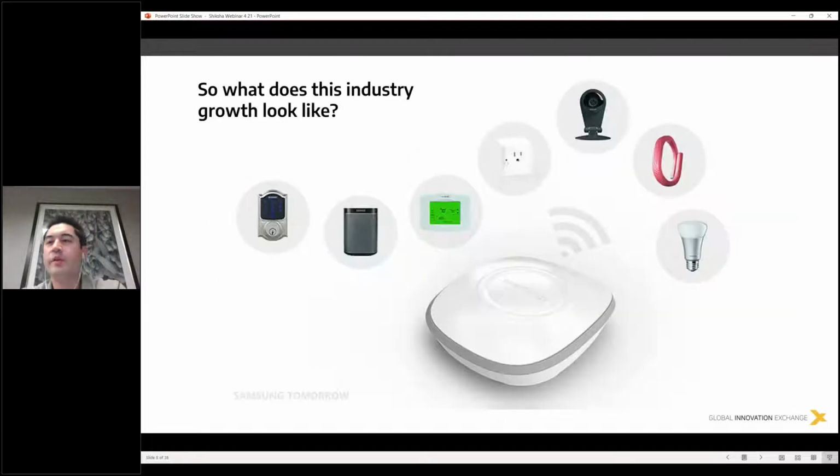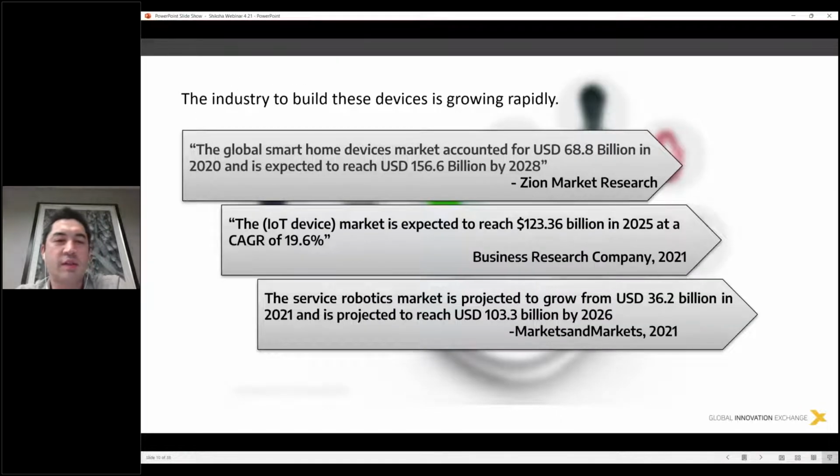So career-wise, what does this mean for you? What does this career industry growth look like? The market to develop smart devices and IoT devices, that's Internet of Things devices, is growing really rapidly. A lot of market research expects the market for these devices to grow dramatically over the next few years. We can see here a few examples from different companies of how rapidly they expect this industry to grow. And of course, that means the careers are going to start growing with it.